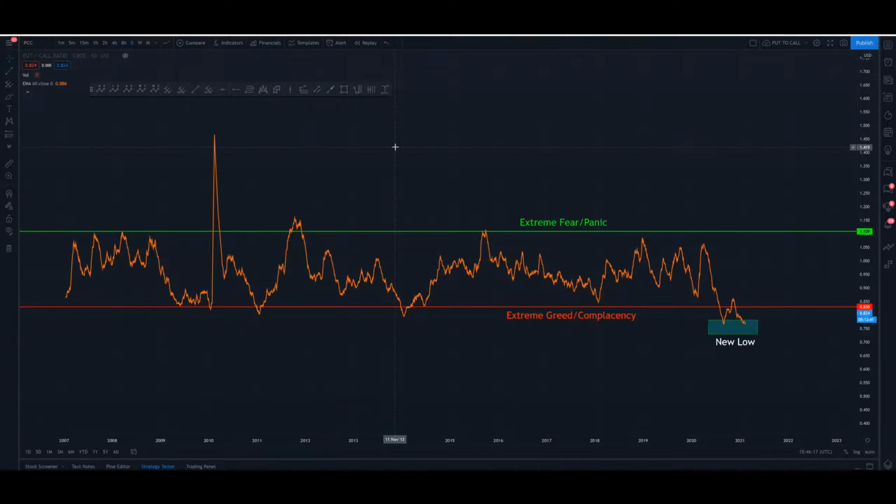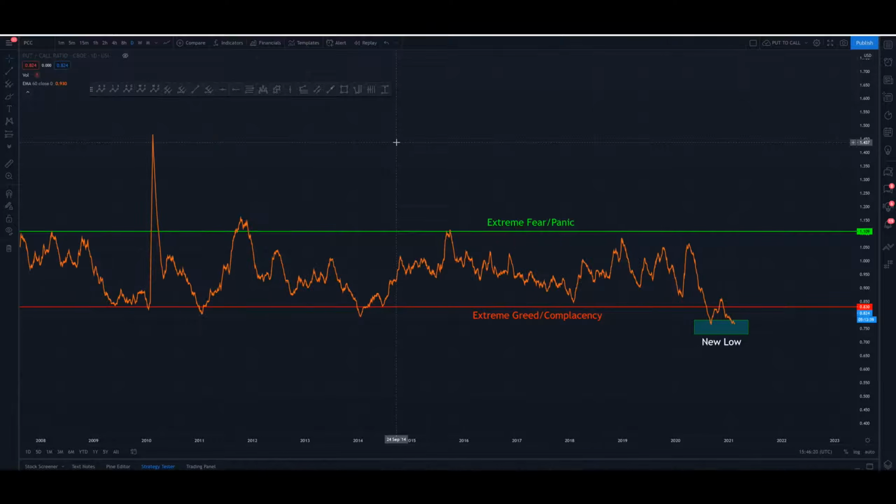This is called the PCC, the put to call ratio for the Chicago Board of Options Exchange, the CBOE. Essentially, I set this up as simply as possible so everyone can see it and understand it. It's really simple to understand, guys. Essentially, this is a ratio between bullish bets in the options market and bearish bets, puts and calls. Now, when this ratio gets lower, there are more calls and less puts. When this ratio gets higher, there are more puts and less calls, hence the put to call ratio.